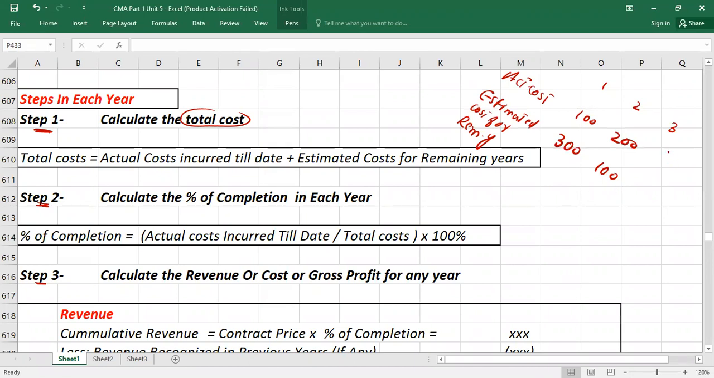And in year 3, your actual cost is 100. And the remaining cost is 0. Why? Because my project will be completed. For example, this is the data given in the question.